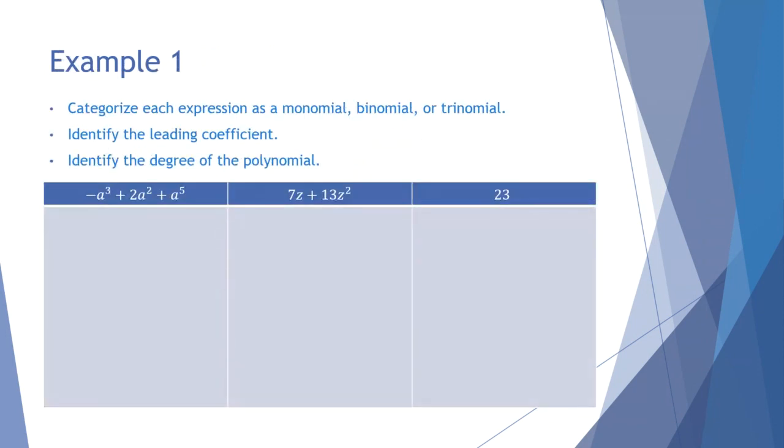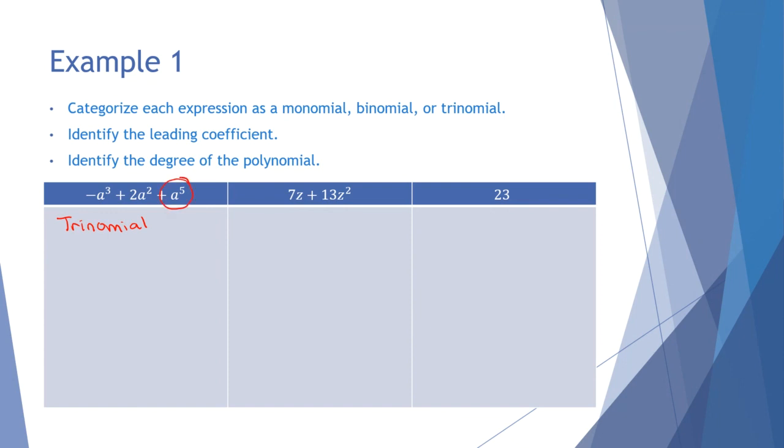Okay, so here are some examples. These are all polynomials. So the first one, I have negative a cubed plus 2a squared plus a to the 5th. So this has three terms, which makes it a trinomial. So we need to identify the leading coefficient. So that looks at the highest term, or in this case, the highest exponent. So that would come from the a to the 5th.